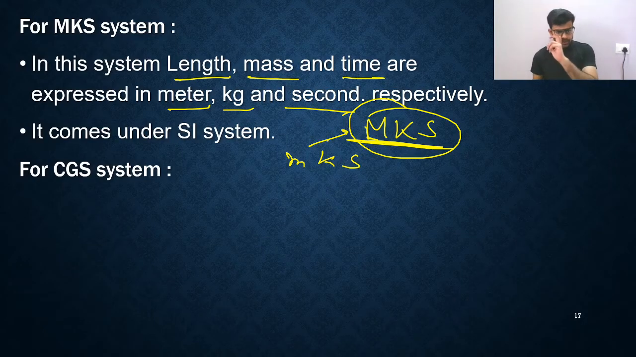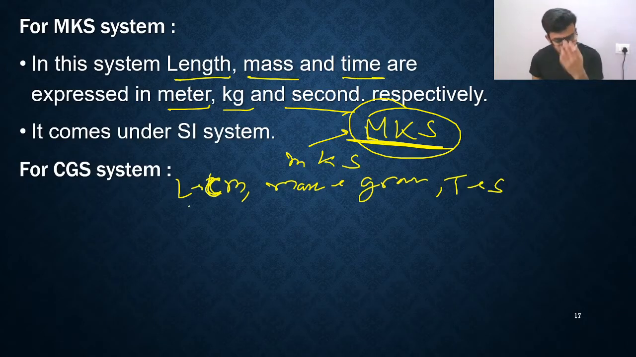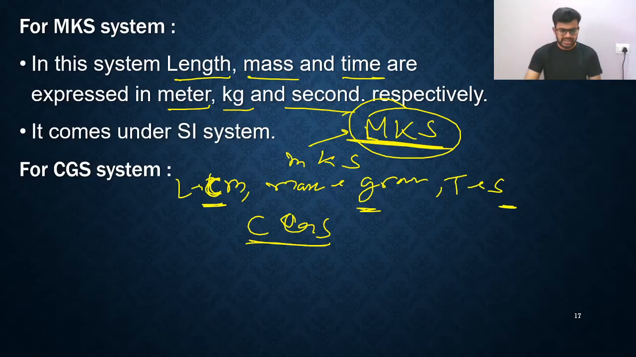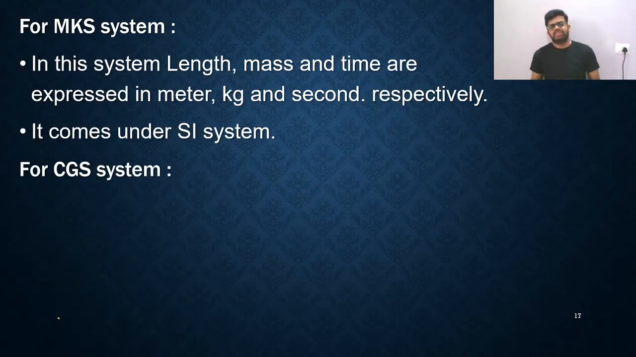Next, CGS. For length you will say centimeter. For mass, you will say gram. And for time you will say second in CGS. So centimeter, gram, and second. Using this, we have derived C, G, and S. Just by using these three units of length, mass, and time, we have given the name CGS system. So in CGS system, length is given in centimeter, mass is given in gram, and time is given in second. That's all.